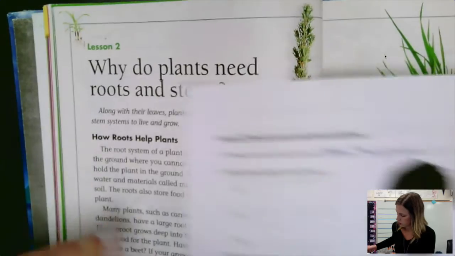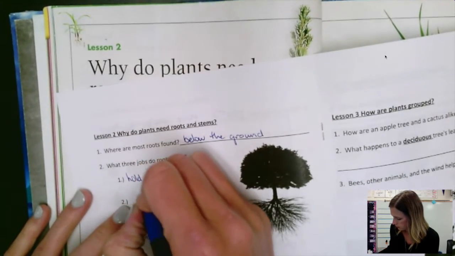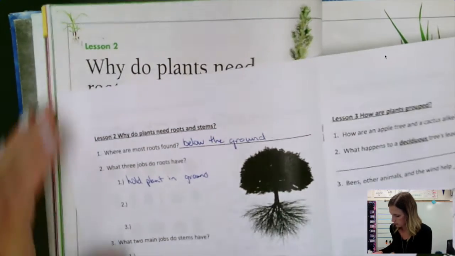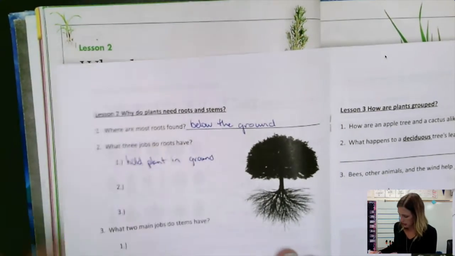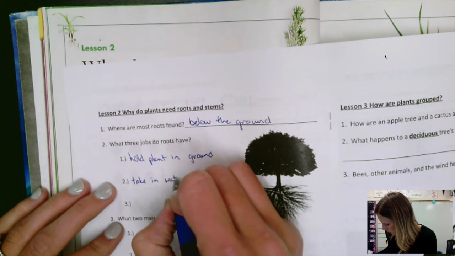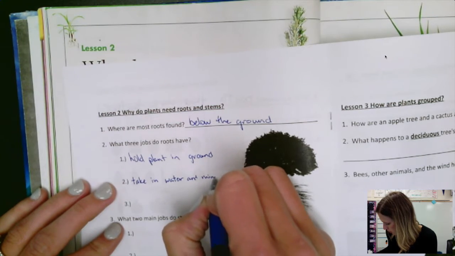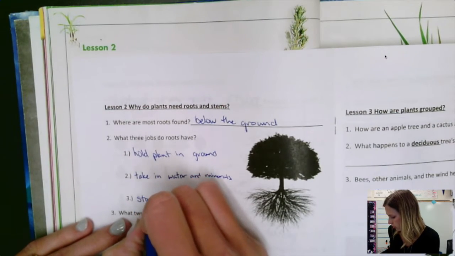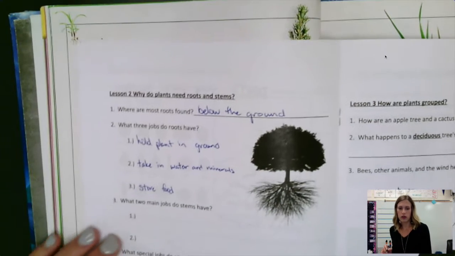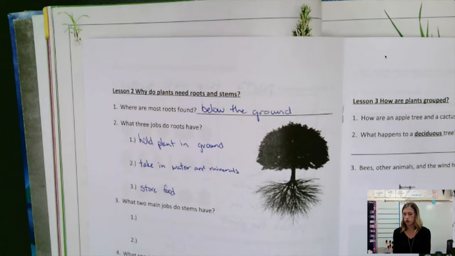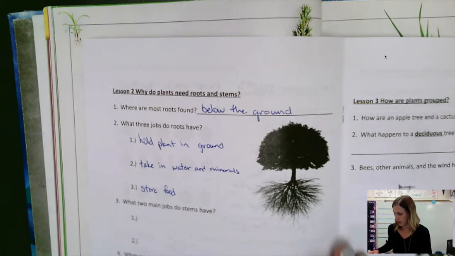So we have hold the plant in the ground, we also have they take in water and minerals, and then finally, they also store food. So when the leaves make the food, it goes to the roots, and the roots is where it gets stored. All right? Next, we're looking for the two main jobs that stems have. If you're not done, please make sure you just pause this video so that you can get caught up with me there.